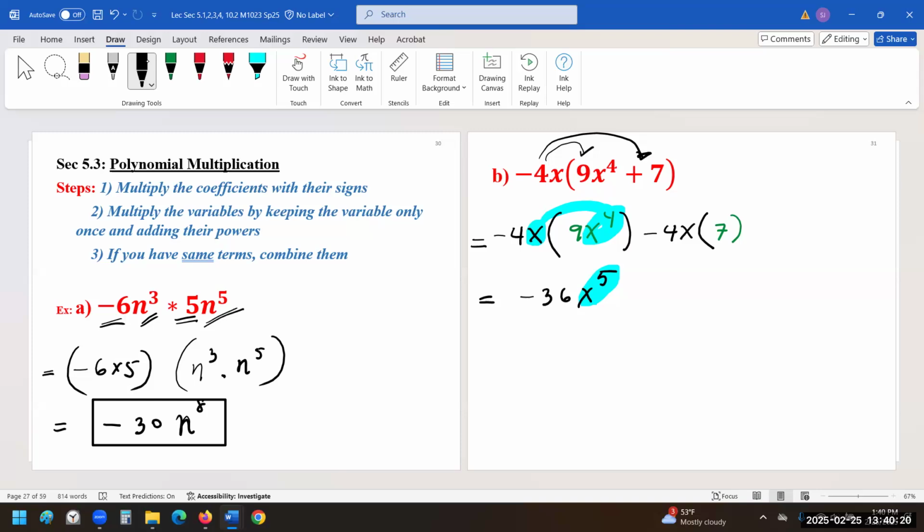So what is our next term? Negative 28x. And this time we only have 1x, nothing else. I just bring it down.